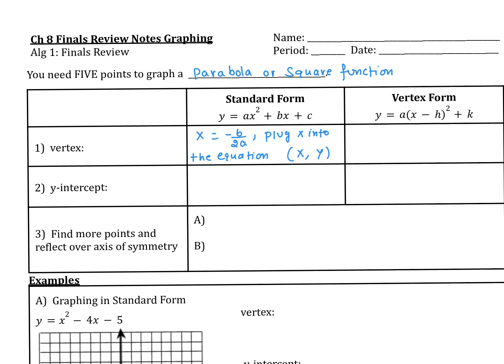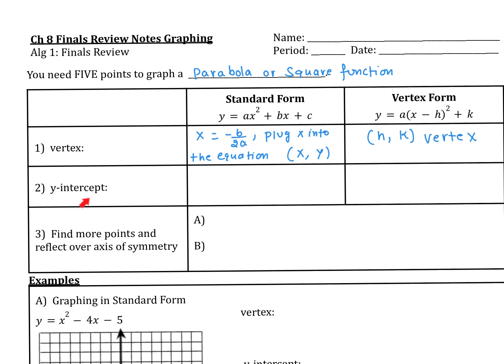For the vertex form, which is this form right here, the vertex from this one, you don't have to solve anything, you just list the h and k. So list the h without the sign. If it is negative, you need to list it as positive, and k, you're going to use the same sign. So h and k would be the vertex for the form a x minus h squared plus k. This is called standard form. This is called vertex form.